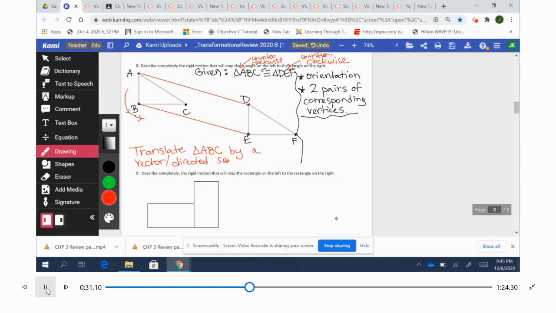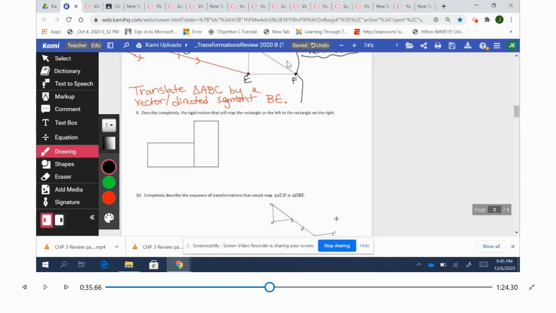Okay. You don't have to say vector or directed segment this year. We would have last year. This year, you can say that maps B to E, and that'll be enough. I marked really quickly there. It showed that I marked they were parallel and congruent. So I really don't need that rotation. That's kind of what that's saying.